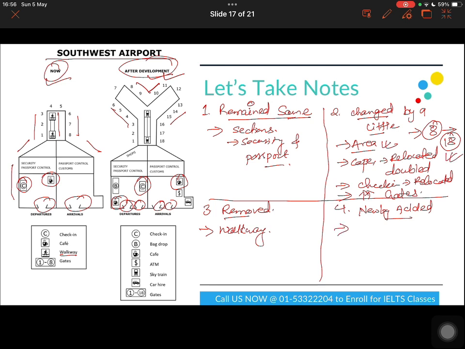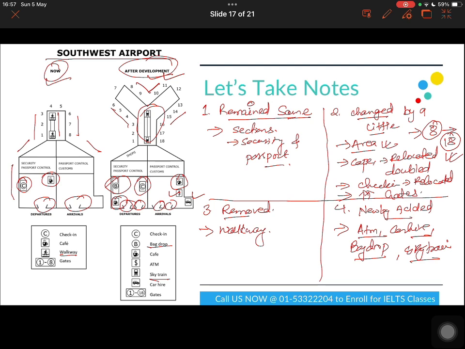When we talk about the components that have been newly added, there are tons. An ATM has been added, a car hire has been added, a backdrop has also been added, and a Skytrain has also been added. So these are the few things that will be added after the redevelopment. So you have to make sure of the tense that you are using as well.